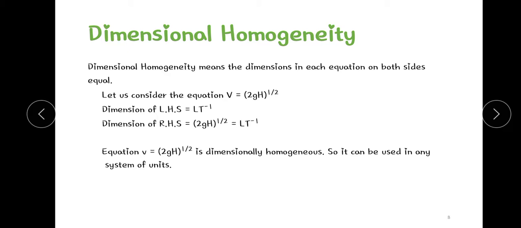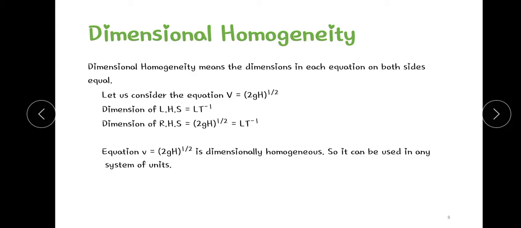Now what is dimensional homogeneity? Now we will see what dimensional homogeneity is. Dimensional homogeneity means the dimensions in each equation on both sides should be equal. So in any equation, if the dimensions on both sides are equal, then we say that the equation is dimensionally homogeneous.